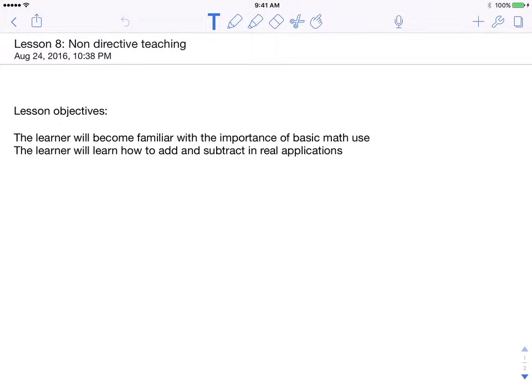I would like you to recite the lesson objectives. The learner will become familiar with the importance of basic math use. The learner will learn how to add and subtract in real-world applications. Can somebody tell me what the first lesson objective is? Next, can somebody tell me what the second lesson objective is?